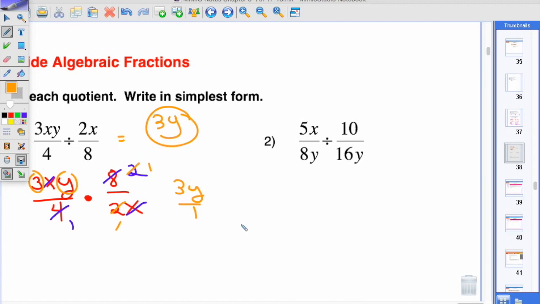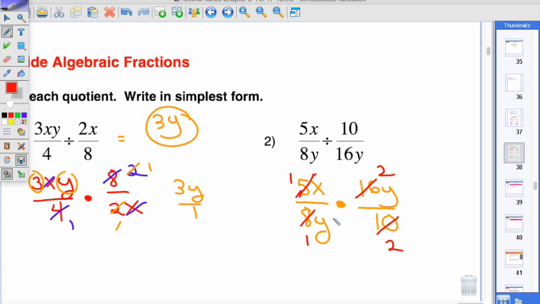Number 2, we have 5x over y divided by 10 over 16y. So now it's 5x over 8y times 16y over 10. Cross cancel the 8 with the 16, so you're left with 1 and 2. The 5 and the 10, so you're left with 1 and 2. We can also cross cancel our y, so we're left with 1 and 1.